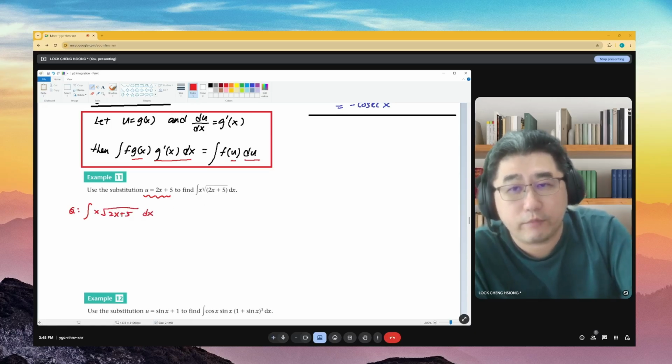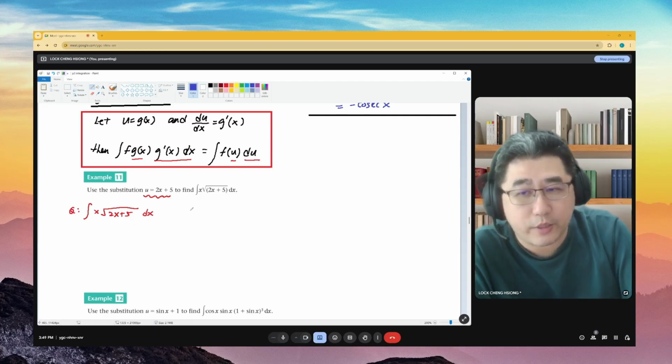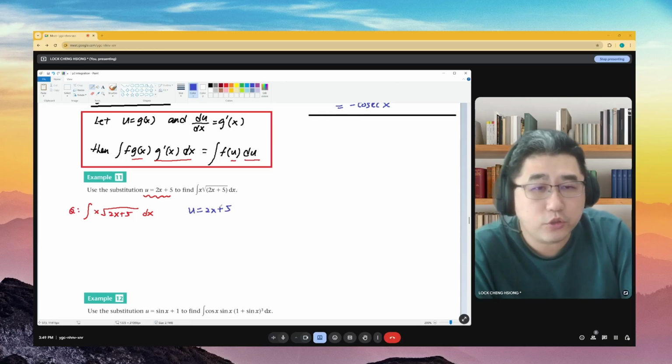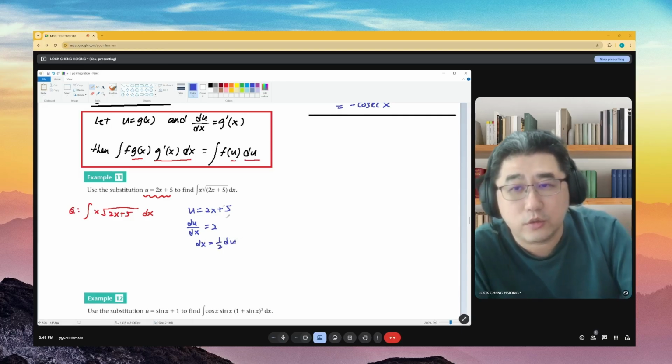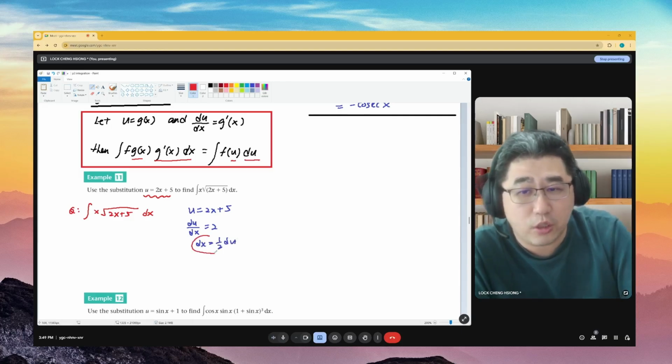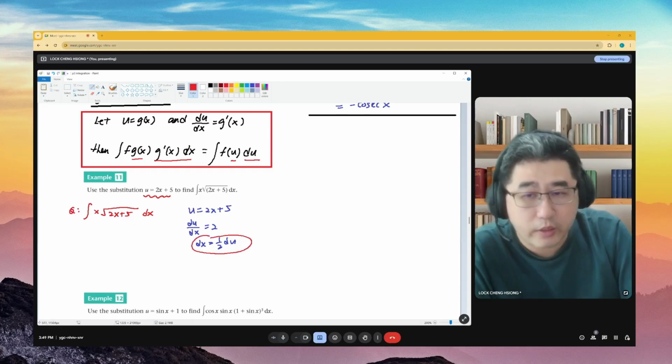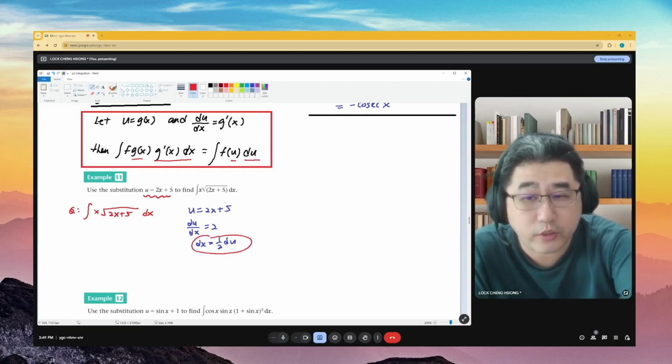Then if I have my substitution, u equals 2x plus 5. The very first thing you need to do is implicit differentiation, also from the differentiation topic last lesson. Then from here you have du over dx equals 2, so you will see that dx equals 1 over 2 du. For your information, this is not proper mathematical writing. This is just to simplify so that you actually know what to do.